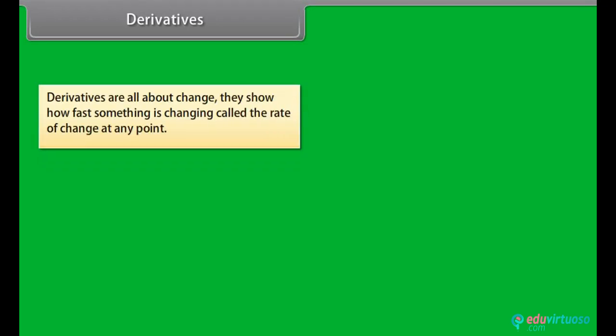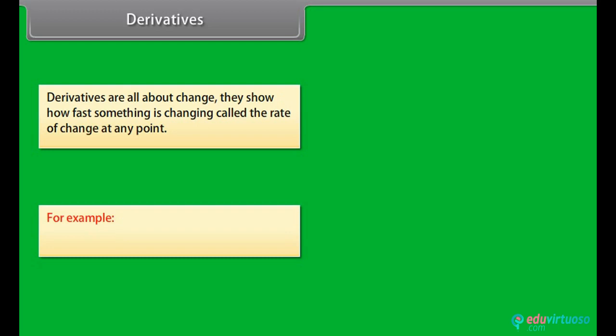Derivatives. Derivatives are all about change. They show how fast something is changing, called the rate of change at any point. Let us get straight into an example. The function f(x) is equal to x square.